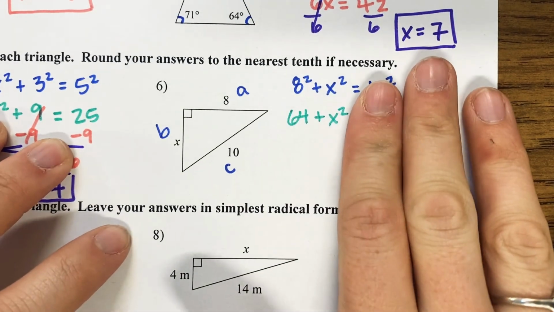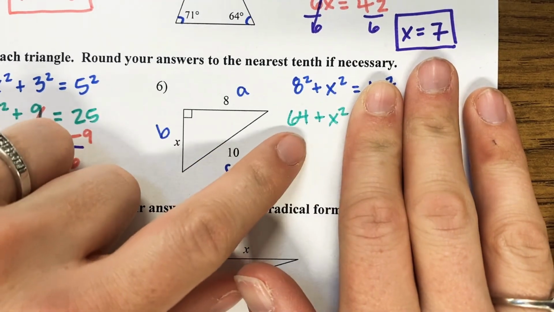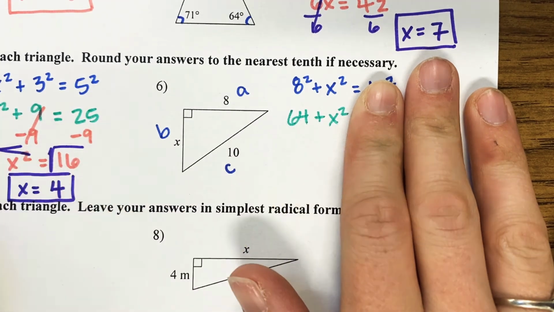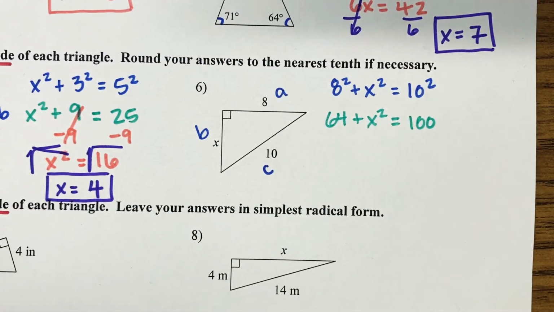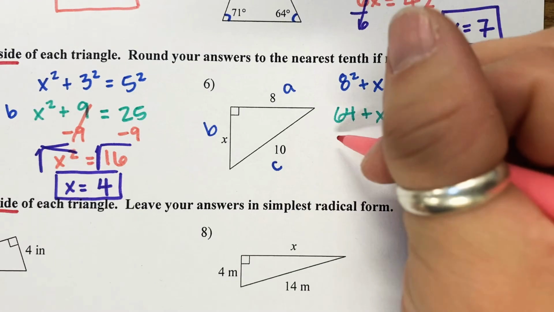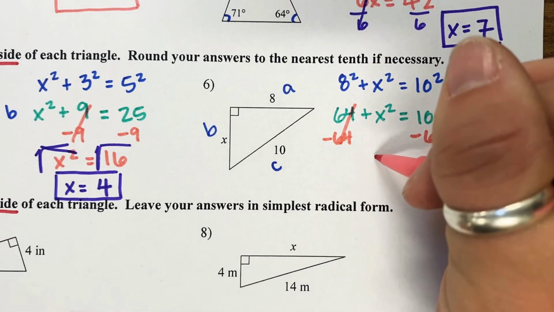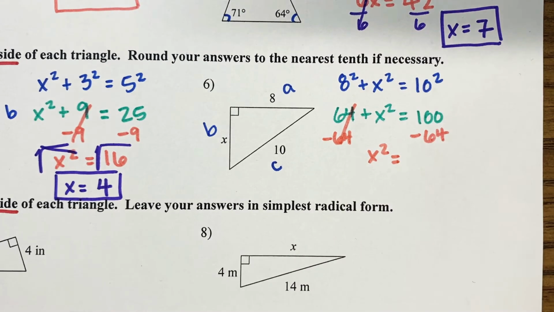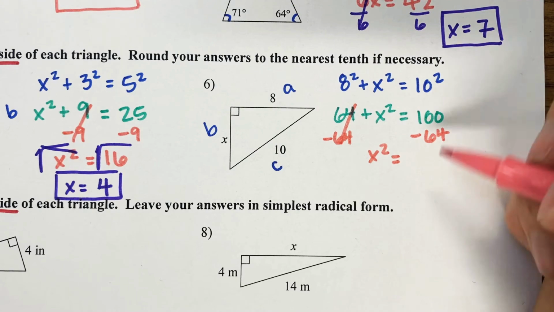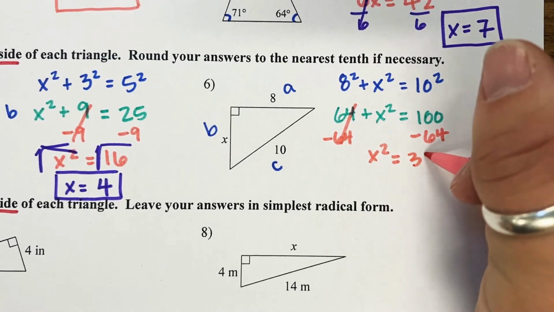Okay, so now looking at this side, what do I need to get rid of first? I need to get rid of this plus 64. So what is the opposite of plus 64? Subtract 64. Okay, so I get X squared equals, what is 100 minus 64? I get 36.